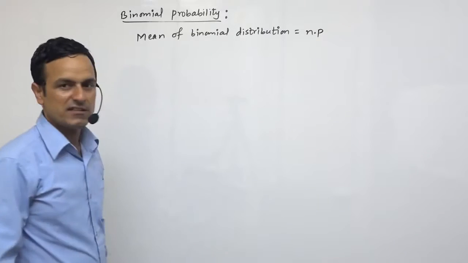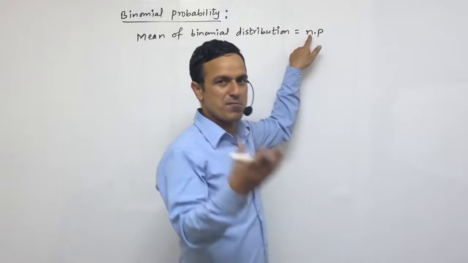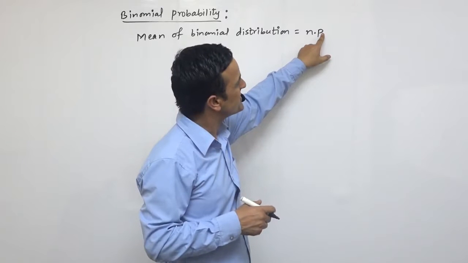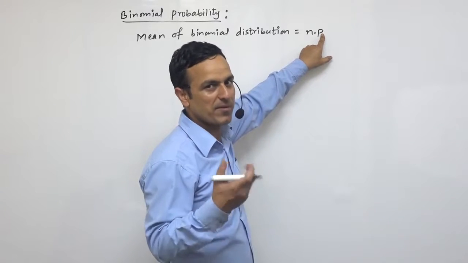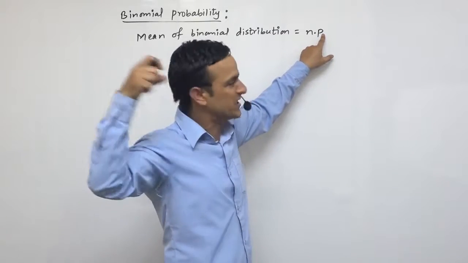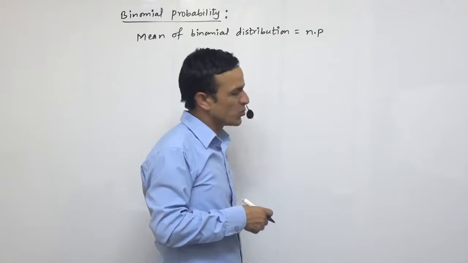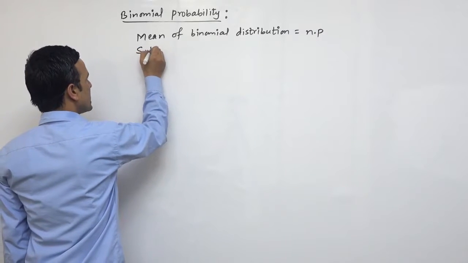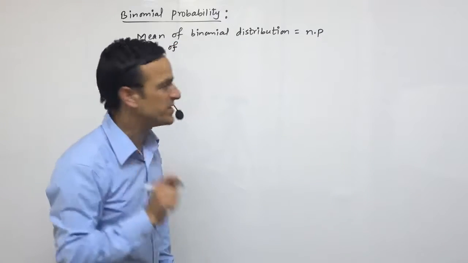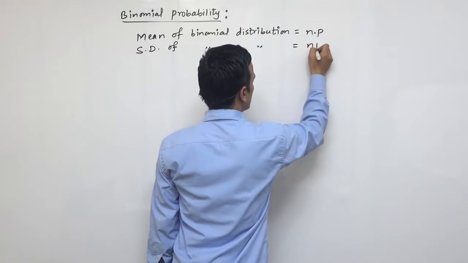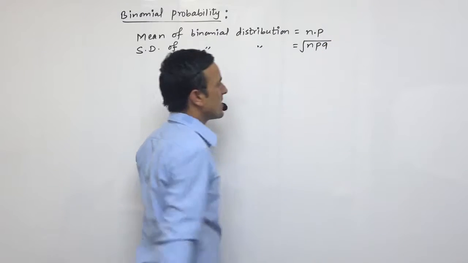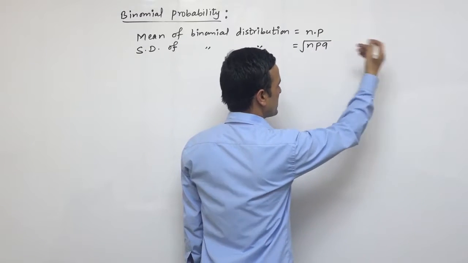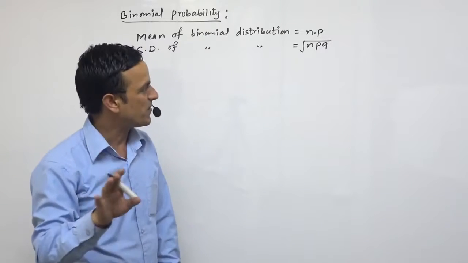So this is the formula, n times p, where n means number of experiments or number of trials and p means the probability of success. Just as we discussed, p is the probability of success, the event that appears in that experiment. Similarly, standard deviation, SD, of binomial distribution is equal to the root of n times p times q, where n is the number of experiments, p is the probability of a success and q is the probability of a failure.